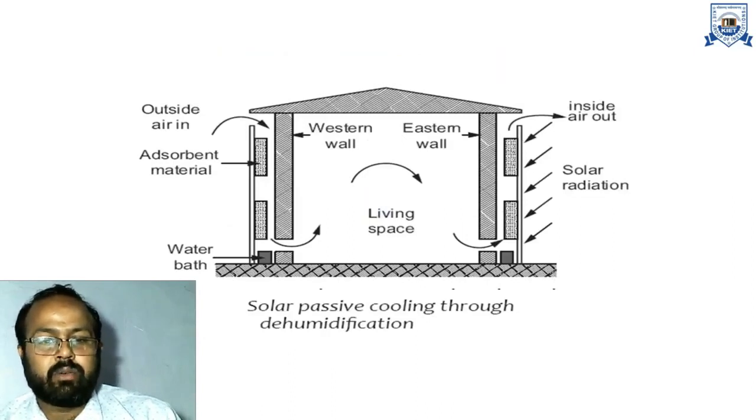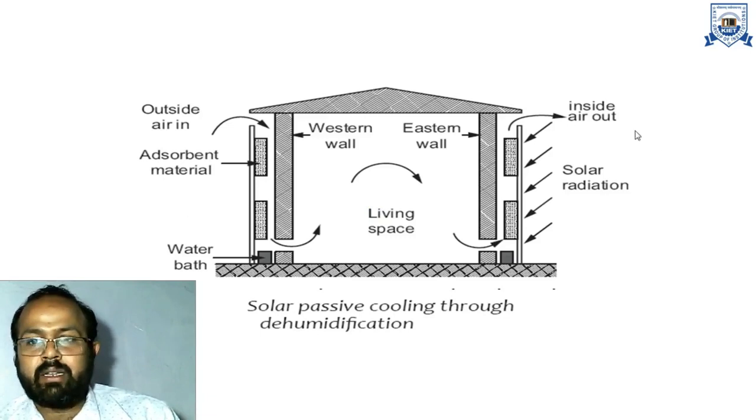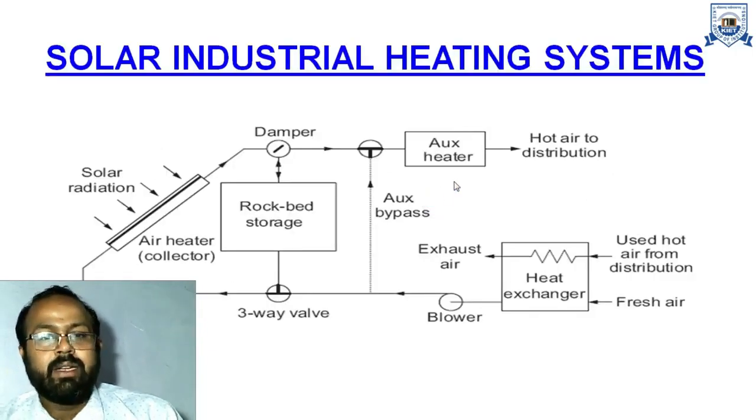So this is solar passive cooling through dehumidification. This is the absorbent material. This is the inside air out, solar radiation, solar passive cooling through dehumidification, living space, eastern valve, western valve.